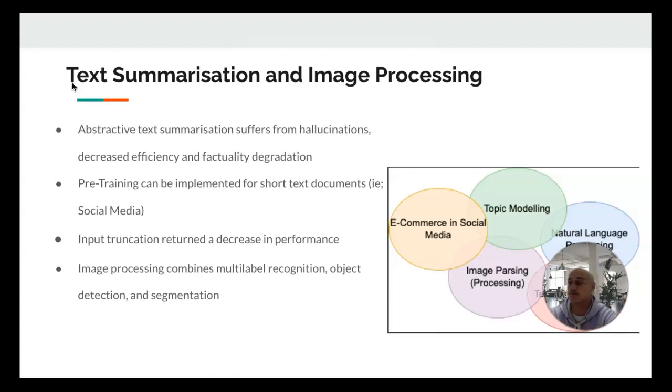Image processing combines complex tasks such as multi-label recognition, object detection, and segmentation, and can be split up into two overarching categories, parametric and non-parametric. As a result of the complex nature of images and their tendency to have relation to multiple topics, dataset pre-processing has to be successfully implemented prior to any image feature extraction.